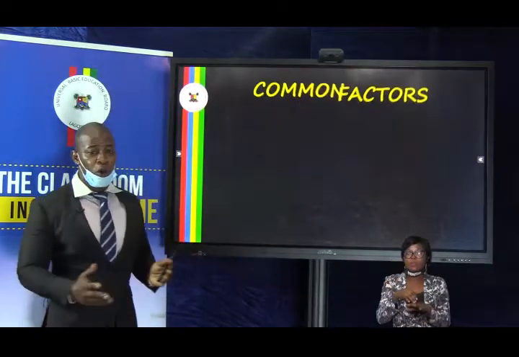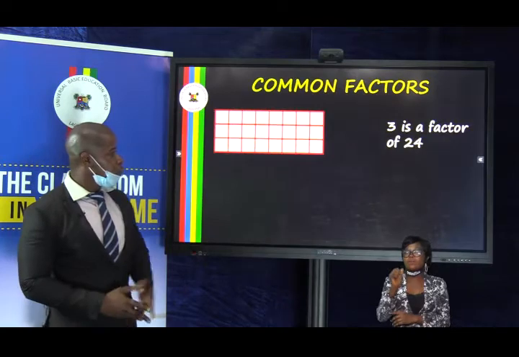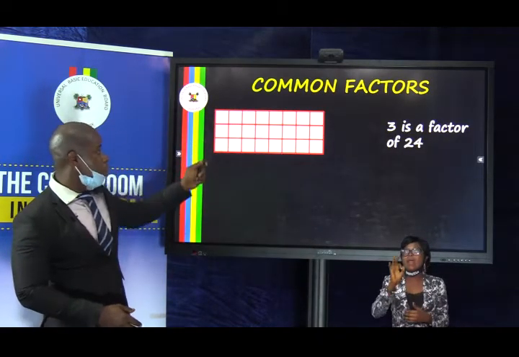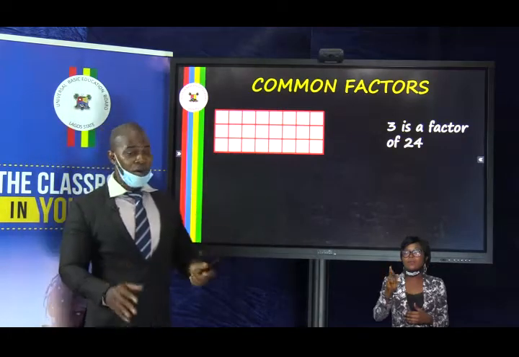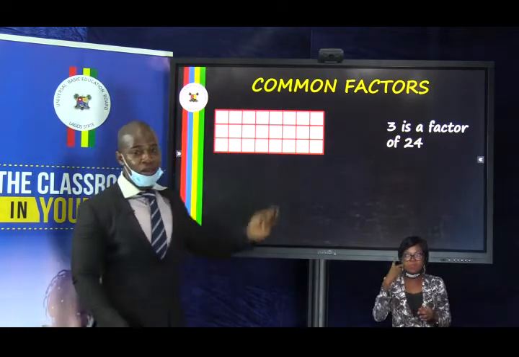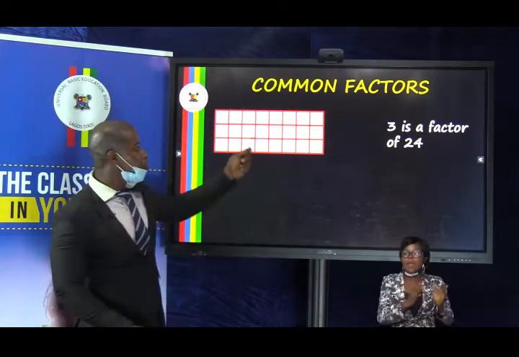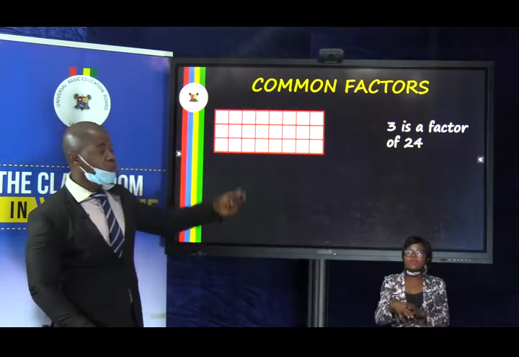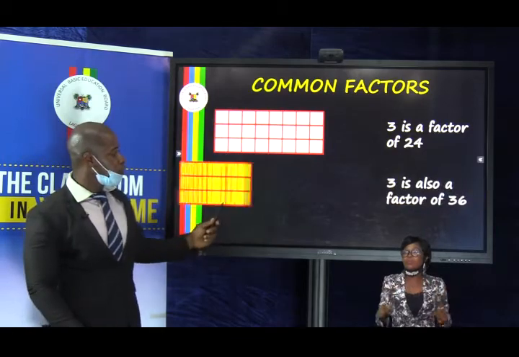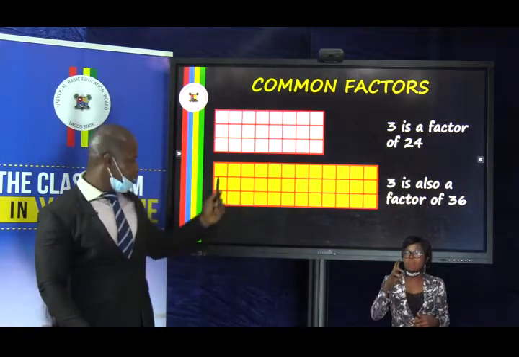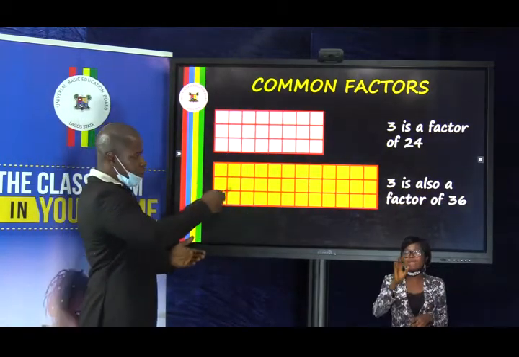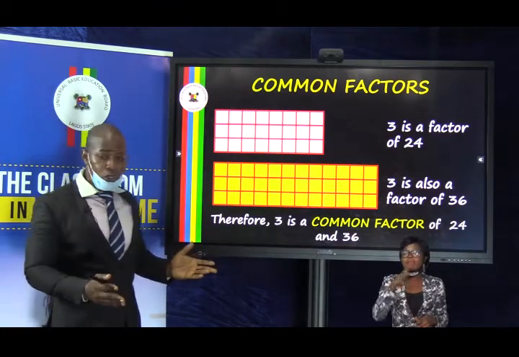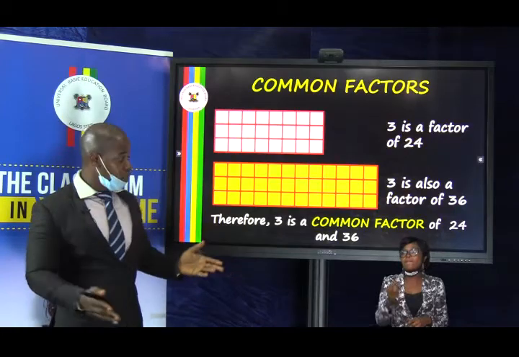Now, let's look at what we call common factors. There are 24 squares here. 3 is a factor because I am able to arrange it in 3s. And there is no remainder because obviously it forms a rectangle. Okay, I'm able to arrange them in 3s. And 24 squares, so I use this to represent 24. Now I use this to represent 36. And 3 is also a factor because I'm able to arrange it in 3s. So we say that 3 is a common factor of 24 and 36.